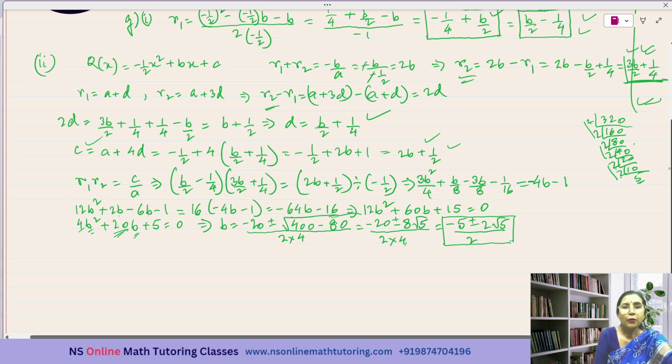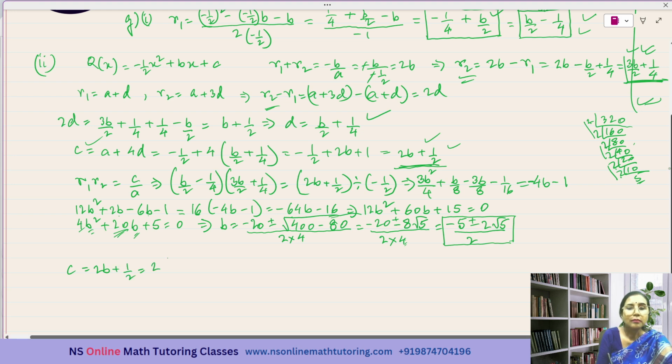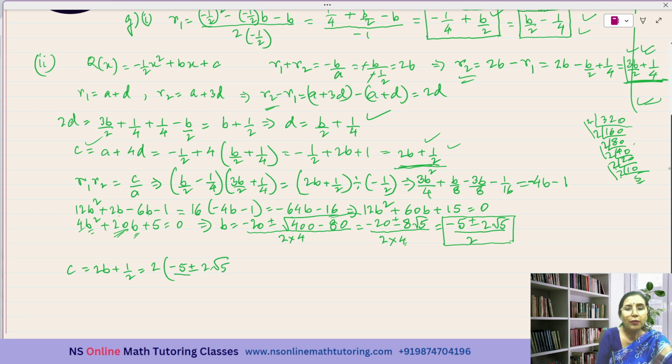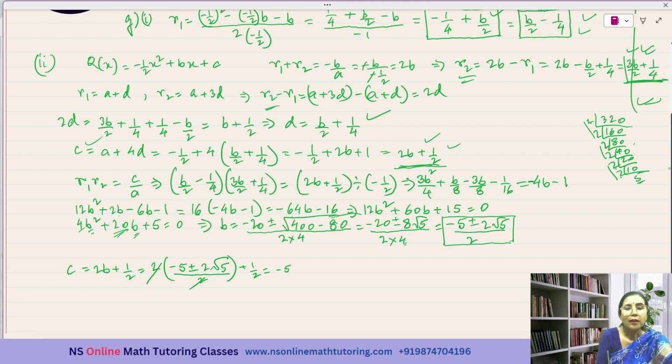Okay, and then we have got the expression for b, so now we come to the c part. And c was having this expression, 2b plus half. Okay, so let me write this expression once more. 2b plus half equal to 2 times negative 5 plus minus 2 root 5 over 2, plus half. These two will be getting cancelled, and you have this as minus 5 plus minus 2 root 5 and plus half, and minus 5 plus half is negative 4 and a half, which is negative 9 over 2.